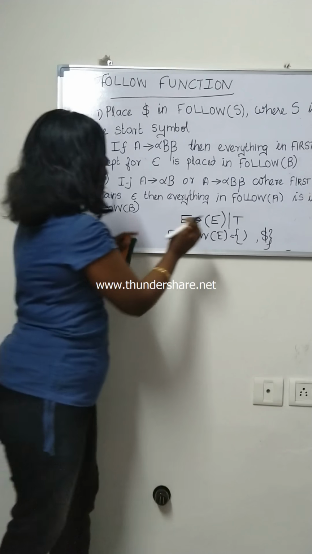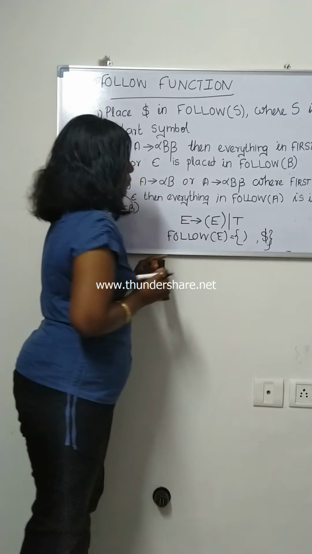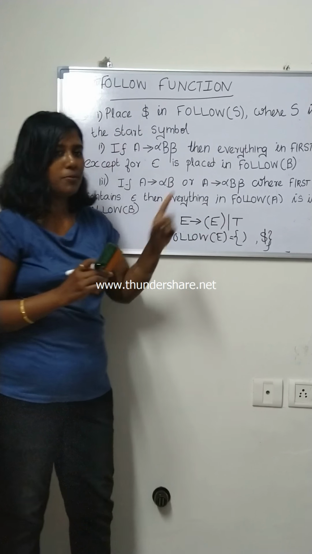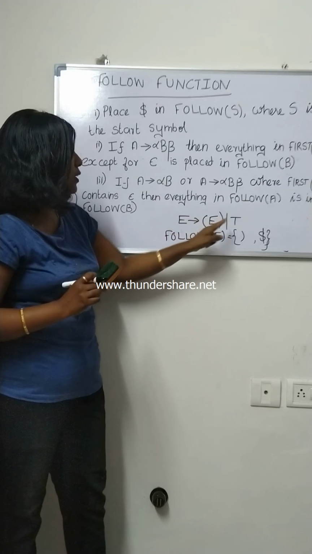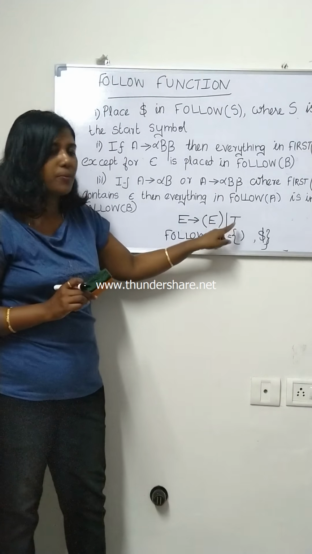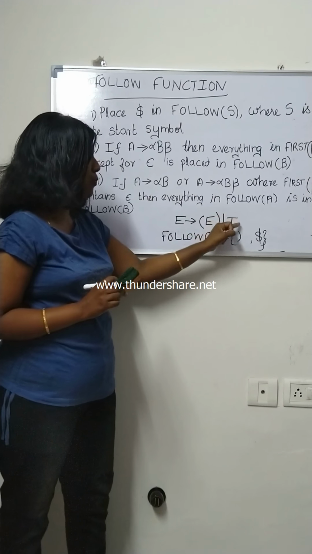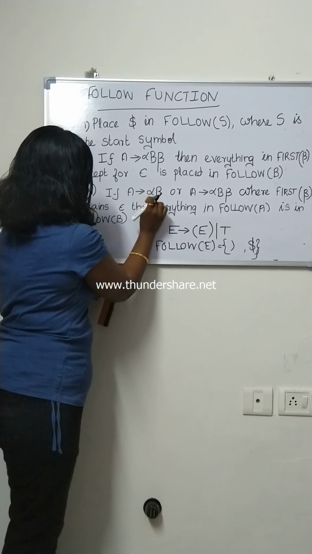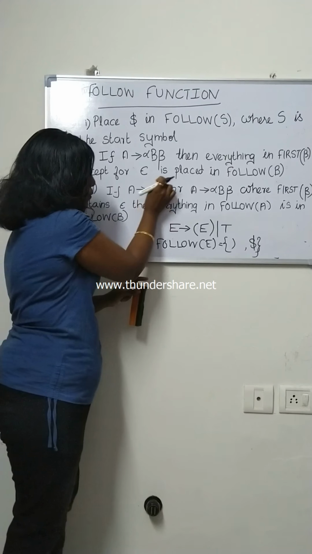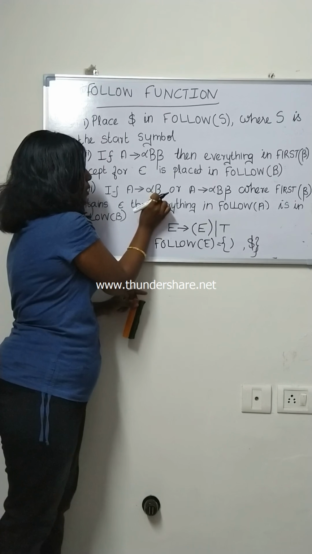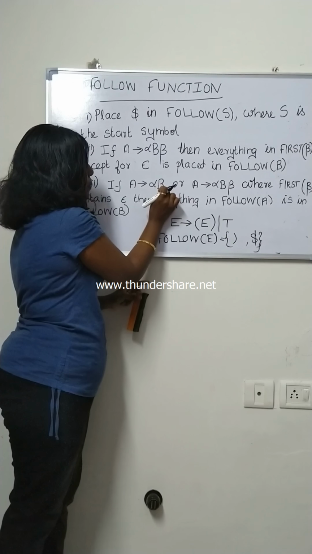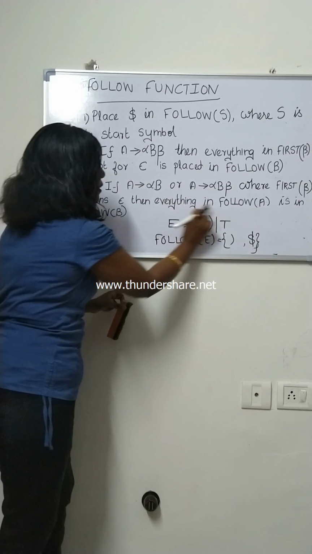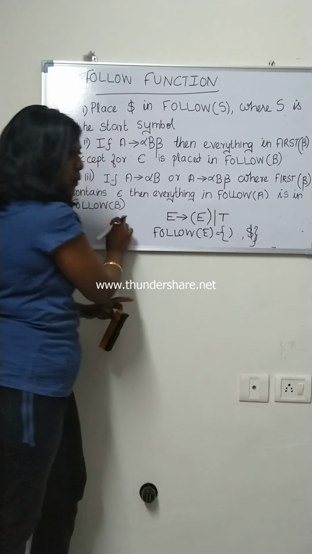Now, if I want to find follow of T, always we'll be finding after the arrow for finding the follow function. Is there any value following T? There is no value following T. So if A derives alpha B, that is, I want to find follow of B, and here there is no value after B, then everything in follow of A is in follow of B.